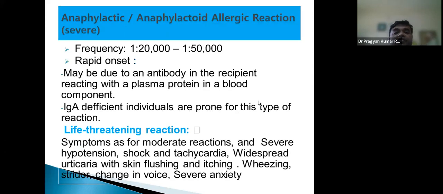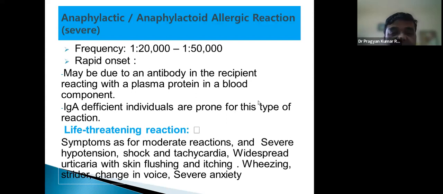Coming to the most dreaded form of allergic reaction, we call it anaphylactic allergic reaction, whose frequency is a little bit less, 1 in 20,000 to 1 in 50,000. It's very rapid in onset, may be due to an antibody in the recipient reacting with a plasma protein in a blood component. As I told you, whenever there is a reaction between a protein in the blood component and an antibody present in the recipient, anaphylactic reaction occurs.